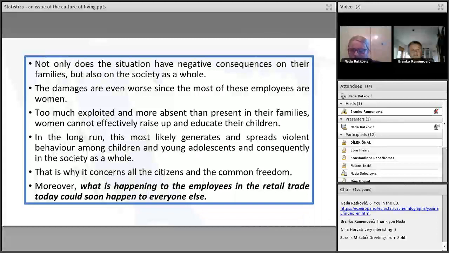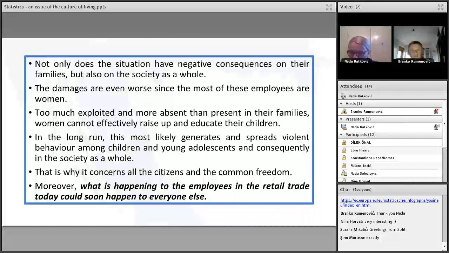Not only does the situation have negative consequences on the family, but on the whole society. What does that mean? I think especially for a woman: a woman must be a mother, a woman must be with her children, a woman must participate in the education of her children.